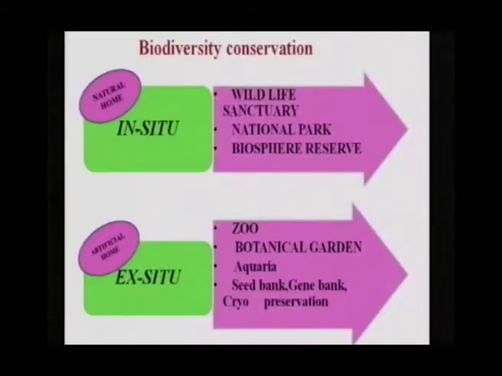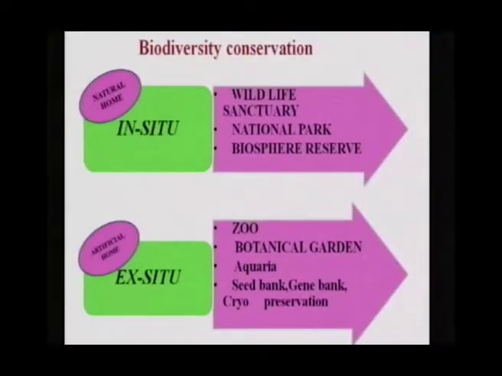Ex situ biodiversity conservation is the conservation of biodiversity in artificial homes. For example, zoos, botanical gardens, aquaria, seed banks, gene banks, and cryopreservation are some of the examples of ex situ biodiversity conservation. We all know that India is one of the mega biodiversity countries, whereas in spite of this large biodiversity in India, there is a depletion in the biodiversity species. For that, we have to conserve the biodiversity population in India.